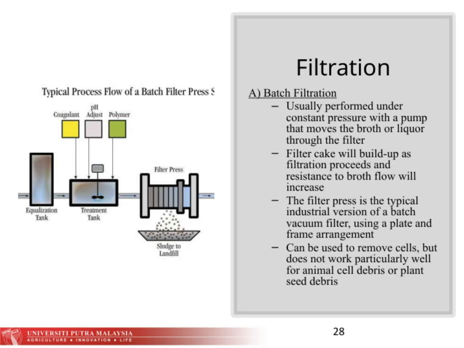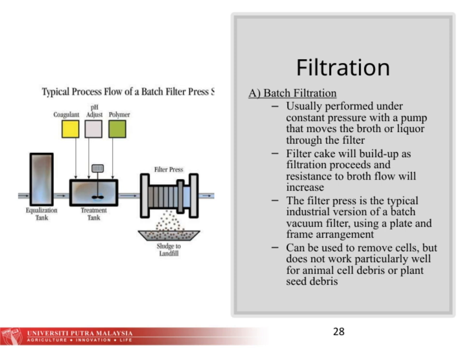Let's talk about batch filtration. This process is usually performed under constant pressure, typically with a pump that moves the broth or liquor through the filter. As the filtration proceeds, a filter cake will begin to build up on the filter surface. This buildup causes resistance to the flow of the broth to increase over time.